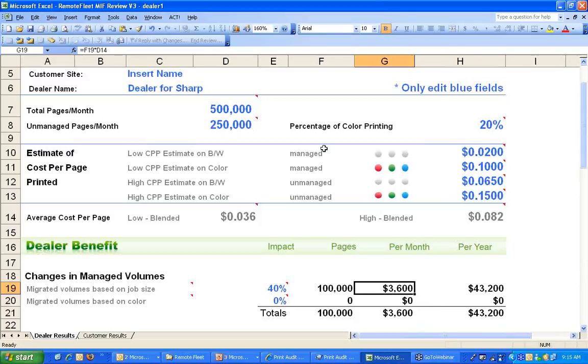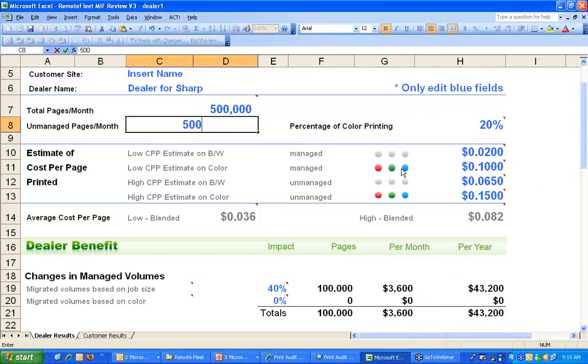So not bad. Now remember, what if there weren't any multifunction devices in the environment? What if all of the printing was relatively higher cost at that 6.5 and 15 cents? At this point, a 40% impact yields 200,000 pages moving over to your multifunction devices with $7,200 accruing to your increased income. So you can see how these numbers start to work with each other.